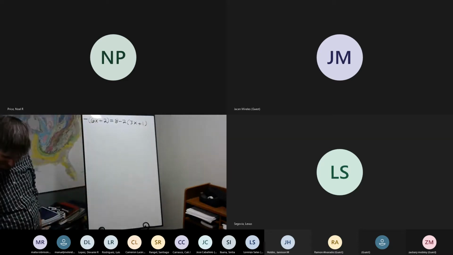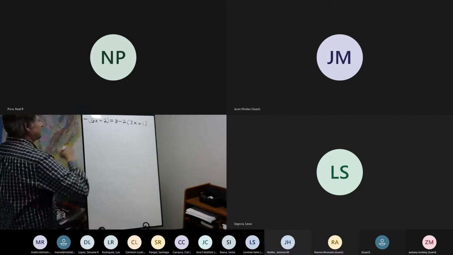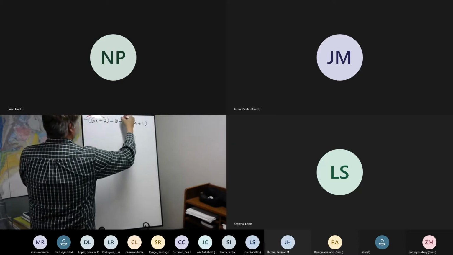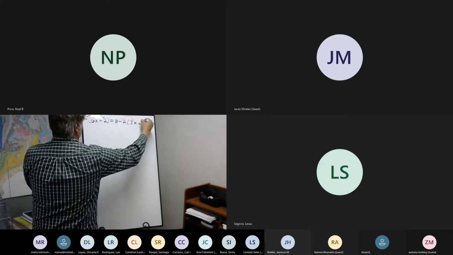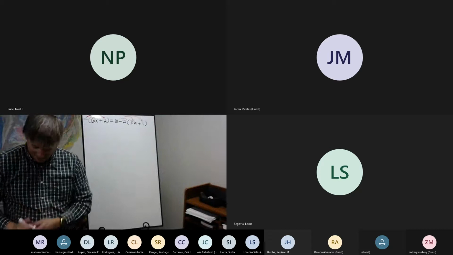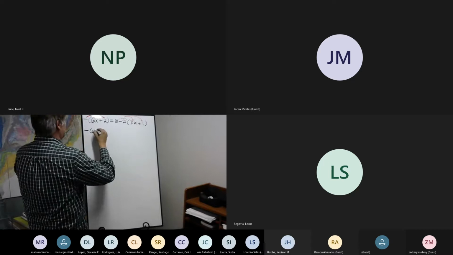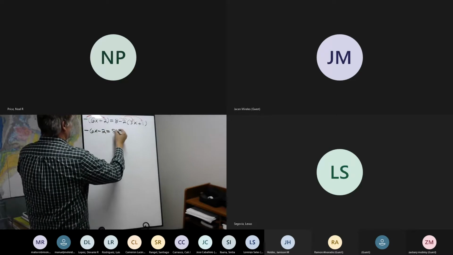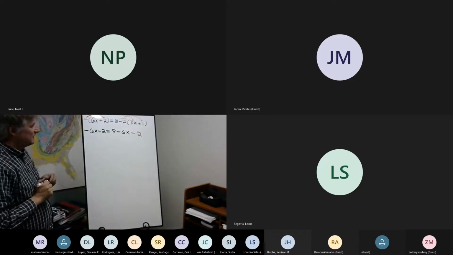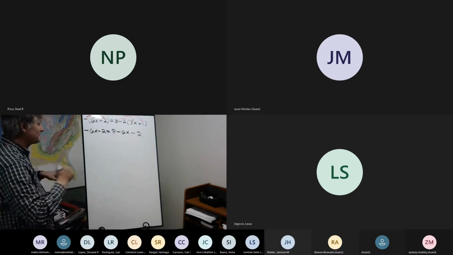Now, let's take a look at this. Again, we've got parentheses, so we want to distribute. If you got a number with a minus sign, you're going to distribute the minus sign also. So we could combine like terms on this side, 8 and -2.